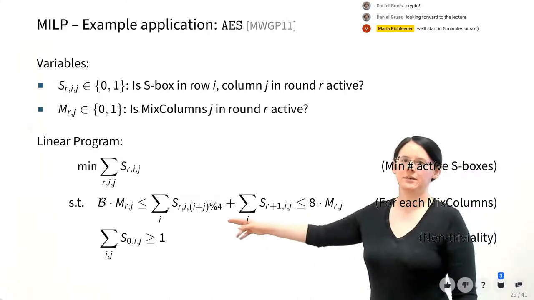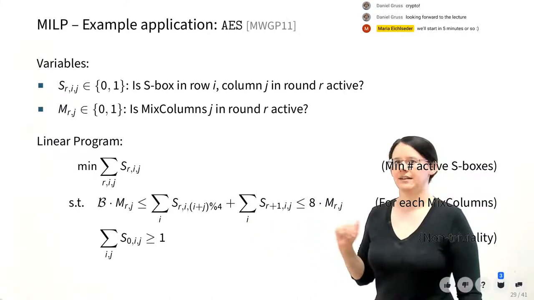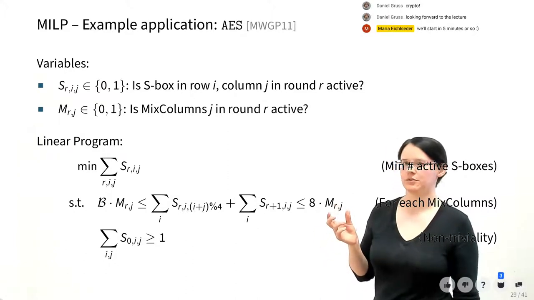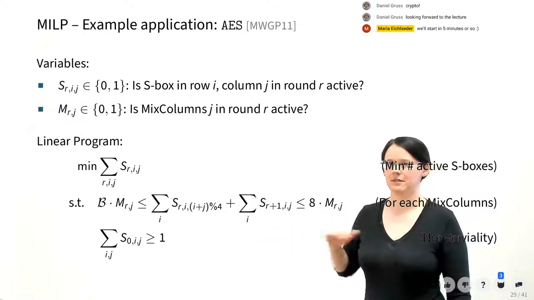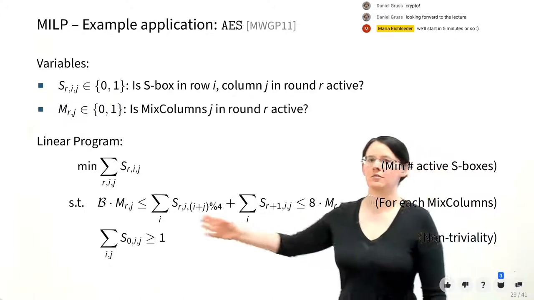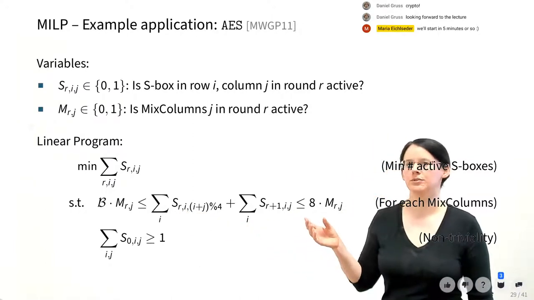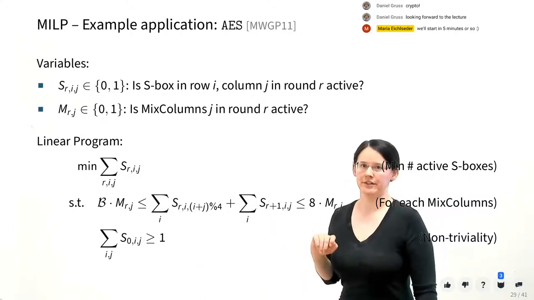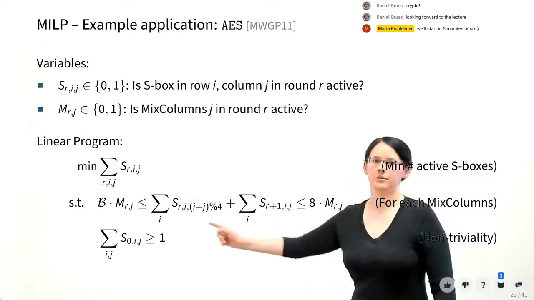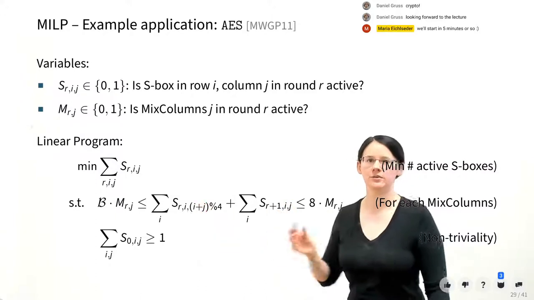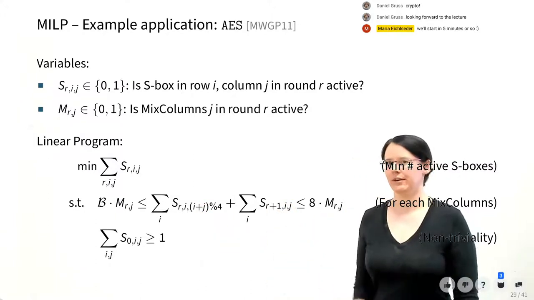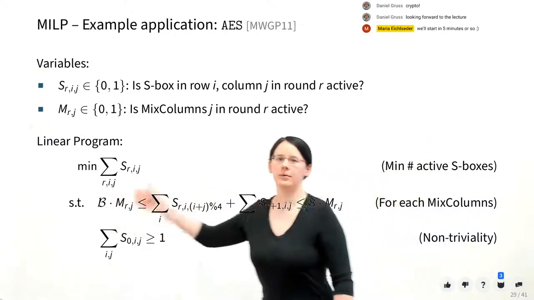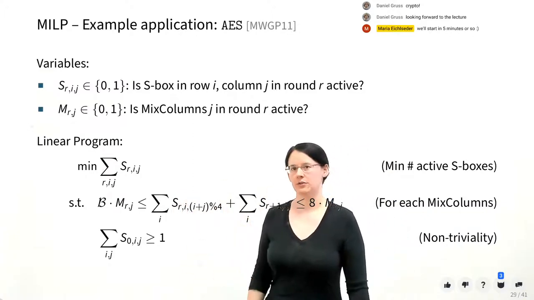Because we write, the sum needs to be at most 8 times the decision variable. If the decision variable is now 0, which corresponds to no active S-boxes, then this becomes an important equation. It says the sum of all variables must be at most 0. So in other words, it has to be 0. And this is what we want to achieve. Whereas if m is 1, then this equation simply reads the sum of these 8 values is at most 8. That's a trivial equation. So depending on whether m is 0 or 1, one of these two equations is going to be trivial and the other one is going to be important.